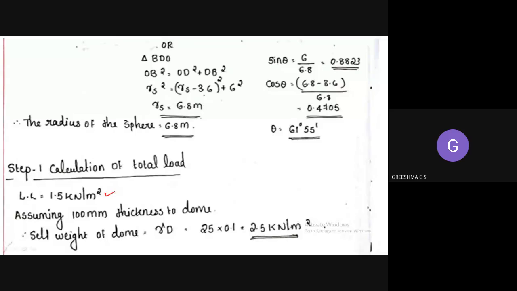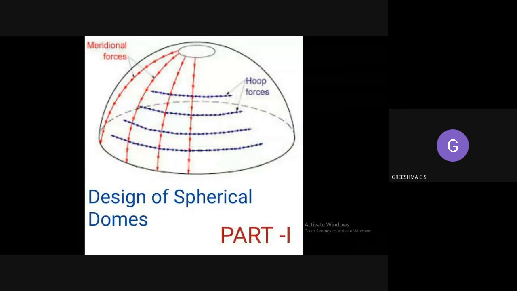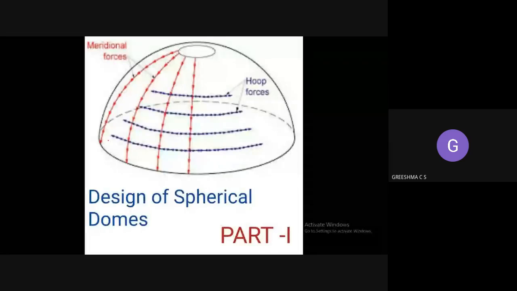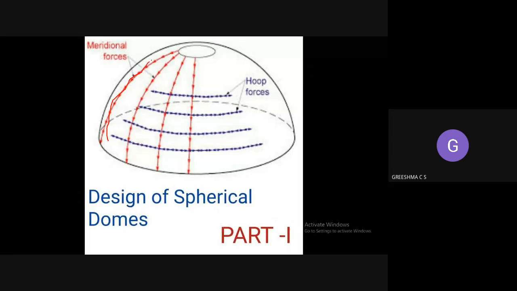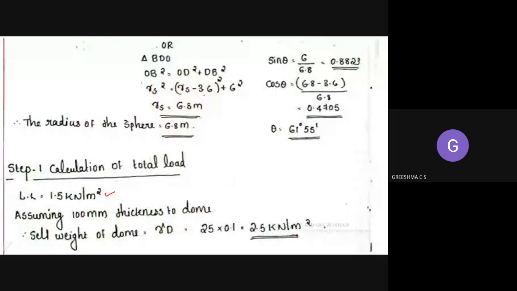Okay, so this is the dome. You don't know the thickness of this dome. The thickness of the dome you can take it as 100 mm. This is the dome that you are going to design. So here you can assume the thickness of the dome as 100 mm.